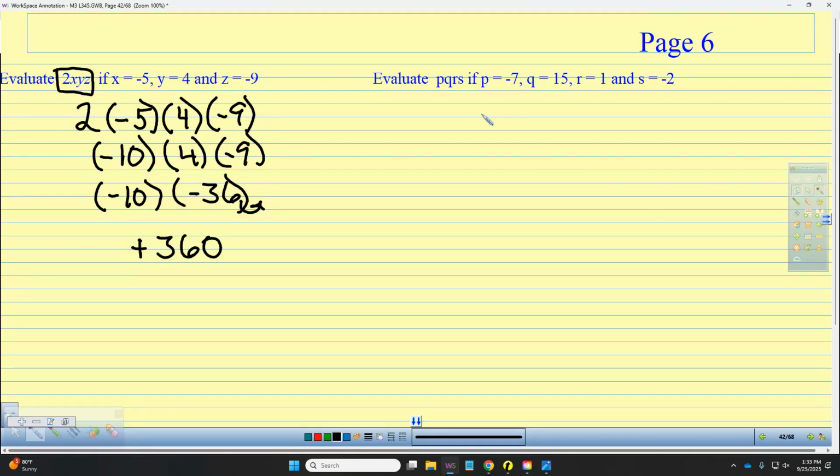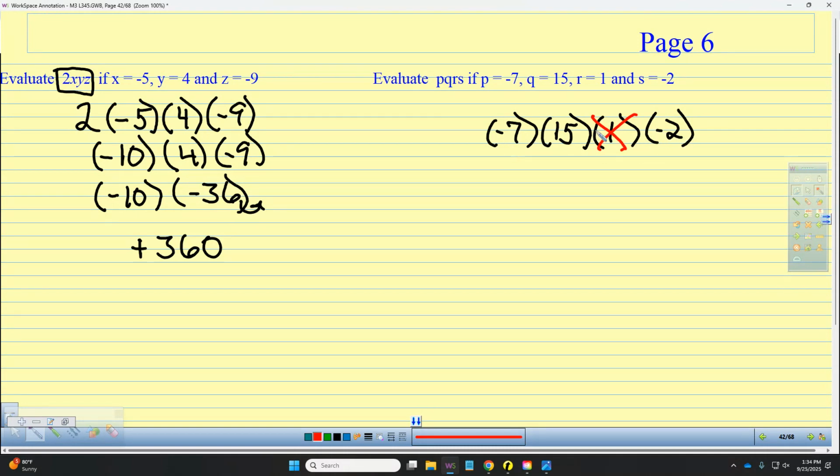For the next problem, we substitute in. So we're going to put in negative 7, 15, 1, and negative 2. Honestly, I kind of feel like we can almost just get rid of that 1 because it doesn't really do anything. But if you want to, you can multiply one of those by 1.